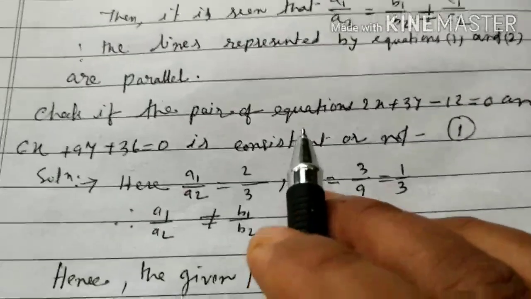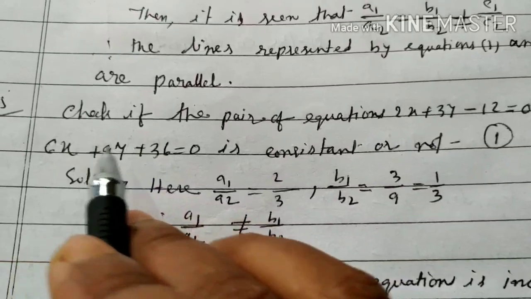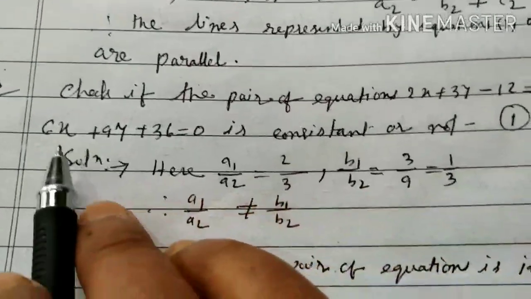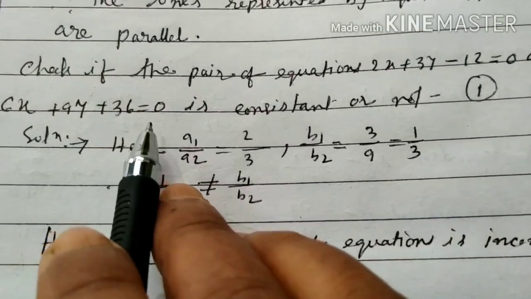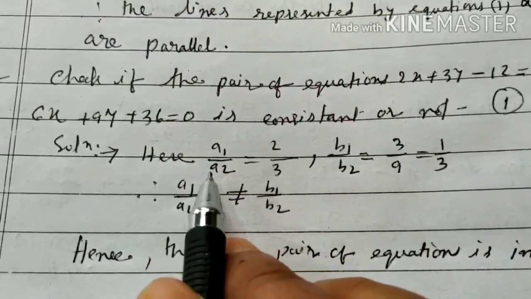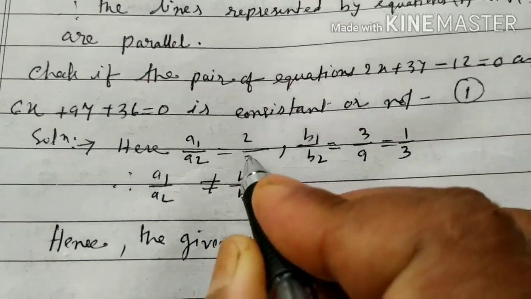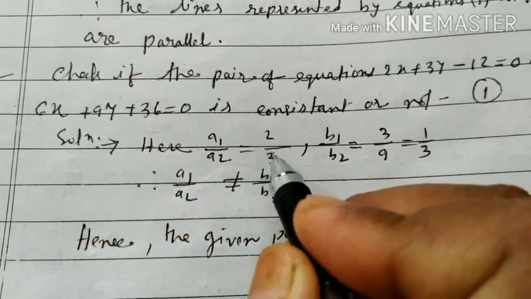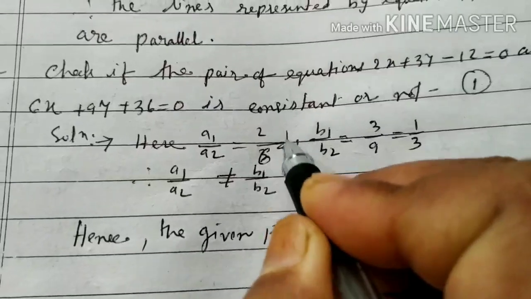Some equations: 2x + 3y - 12 = 0 and the other one is 6x + 9y + 36 = 0. So a1 by a2 is 2 divided by 6. You all see, 2 divided by 6, and after cancelling it is 1 by 3.